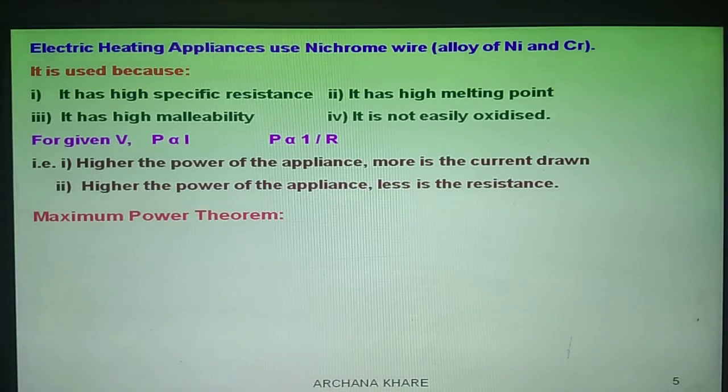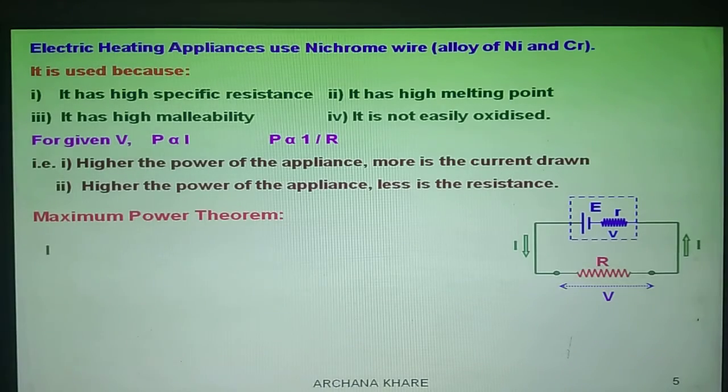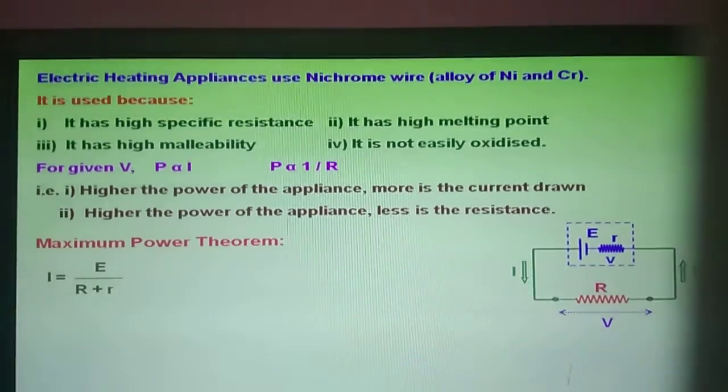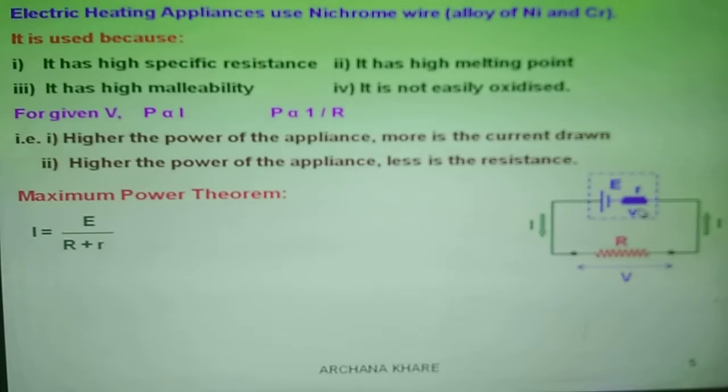Now, maximum power theorem. This tells us when the maximum power will be utilized in a device or drawn by a device. For this, we have a circuit. From the circuit we can see there is a cell with internal resistance r and EMF E, and a current I is drawn through the external resistance R, and the potential drop across it is V, and the circuit is complete. The net current drawn by this circuit is E upon R plus r. The output power of the source EMF will be I square R.